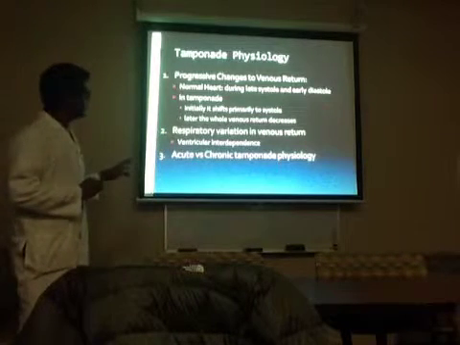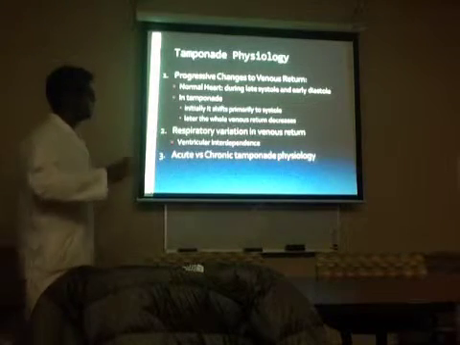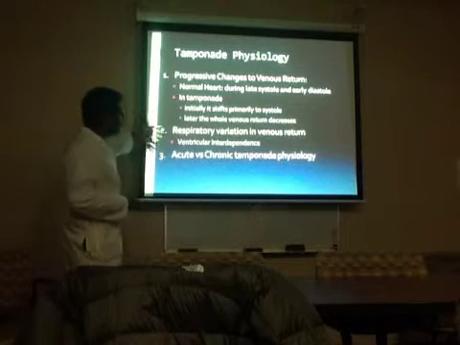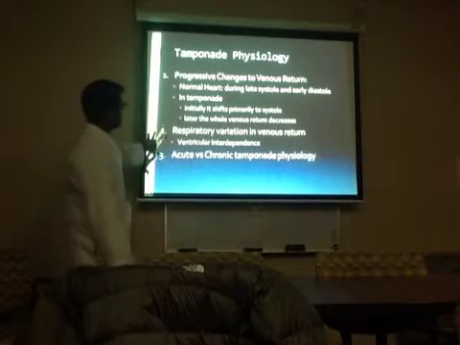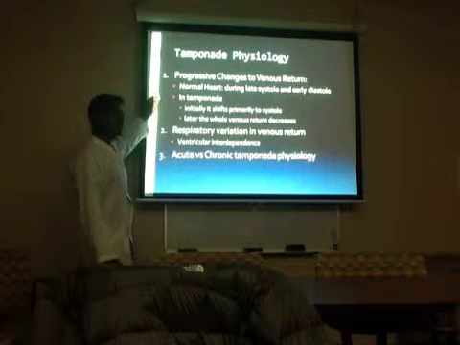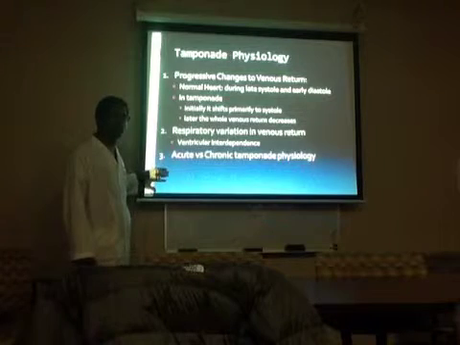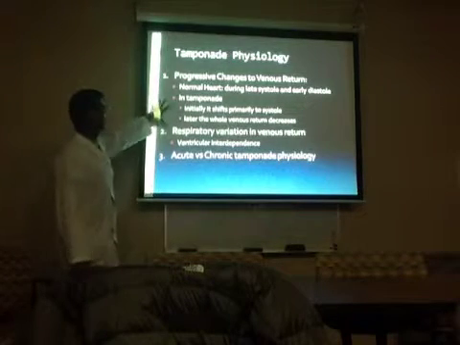The reason I want to go into the physiology is that it will help us understand some clinical features too. There are many other things which happen, but three primary things. One is a progressive change, one is a respiratory change, and one is we need to understand acute and chronic accumulation. Progressive changes in venous return.